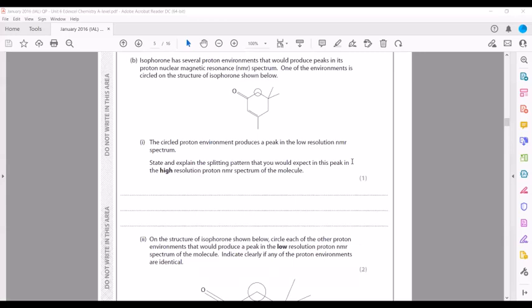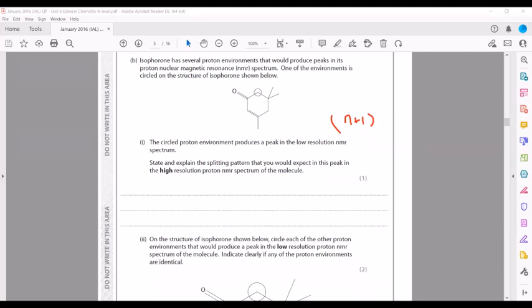Then it has several proton environments that could produce a peak in its proton nuclear magnetic resonance. One of the environments is circled. The circled proton environment produces a peak in the low resolution NMR. State and explain the splitting you expect in this peak in high resolution. So the number of splittings depends on n plus 1, where n is the total number of neighboring hydrogens, plus 1. That will be the total splitting.